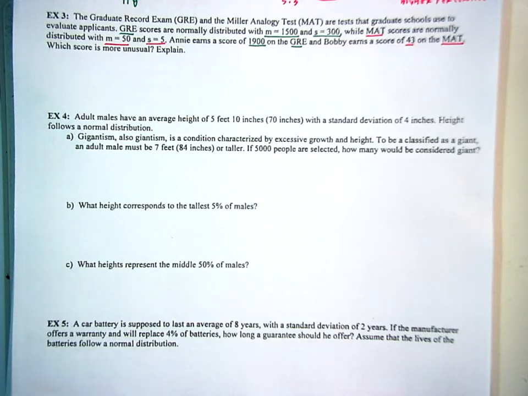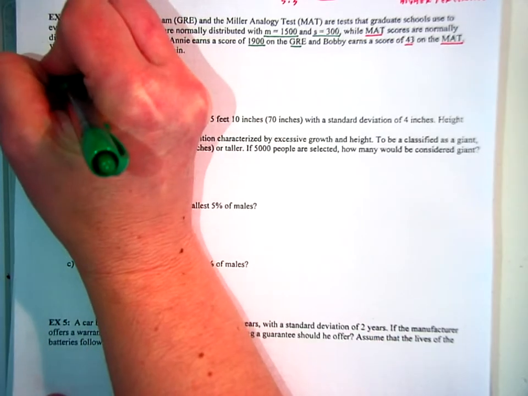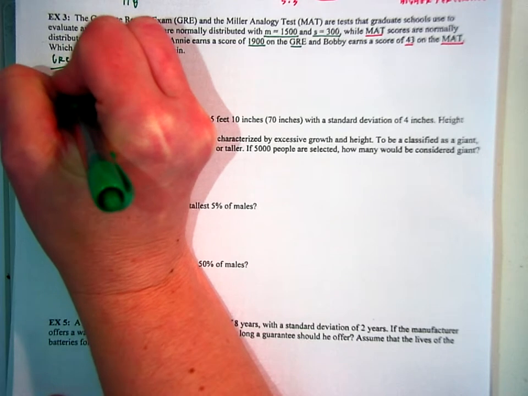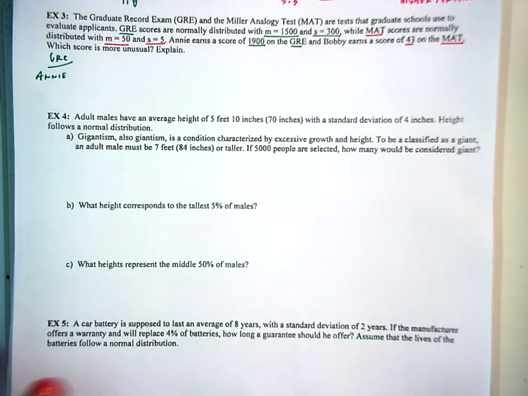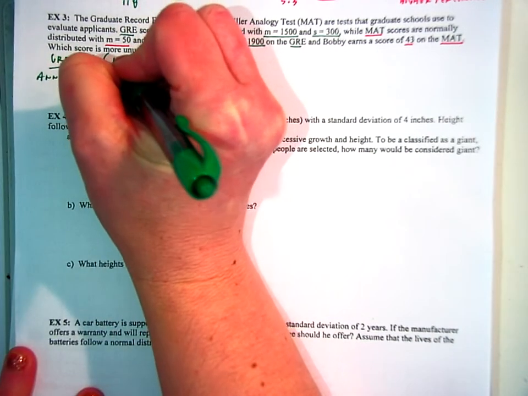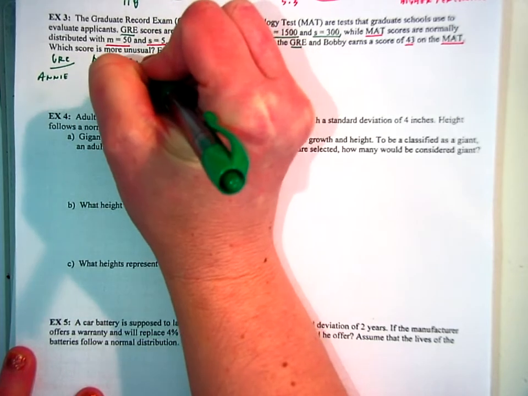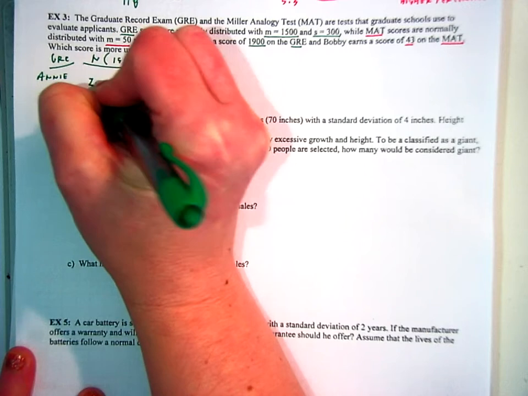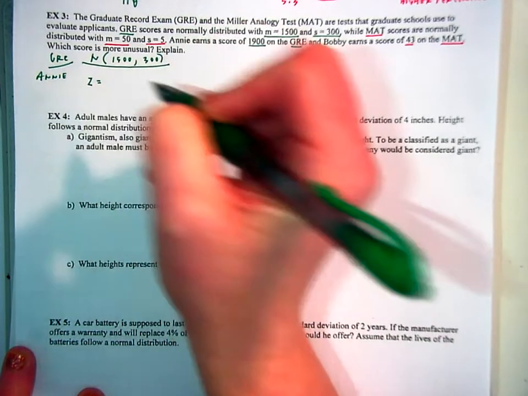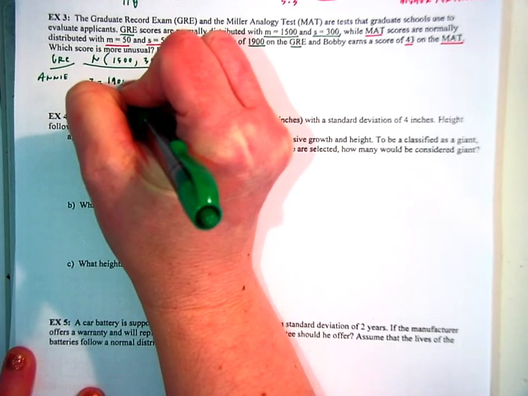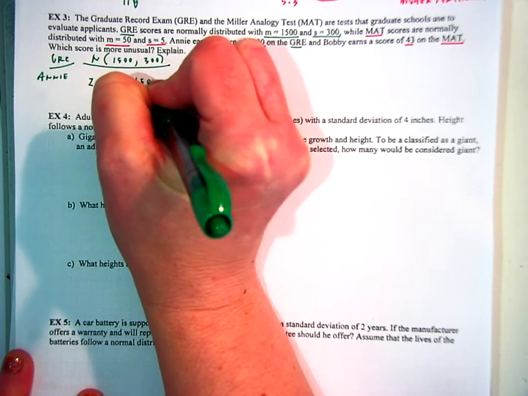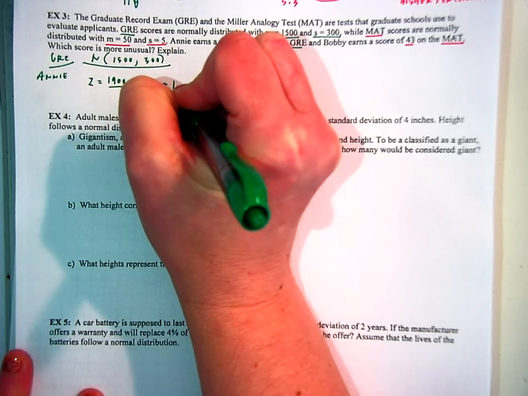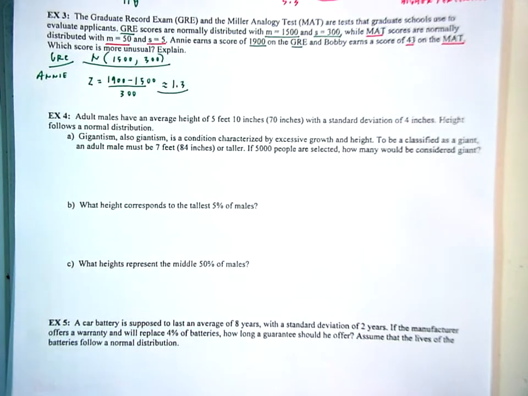So first, let's look at what we got. We got the GRE over here. That's Annie, our key player today. That distribution is normal, mean is 1,500 and standard deviation of 300. If I find her Z-score, her score was 1,900. Take away the mean for the GRE, 1,500, and divide by the standard deviation of 300. So I get 1.3 as my approximate Z-score.